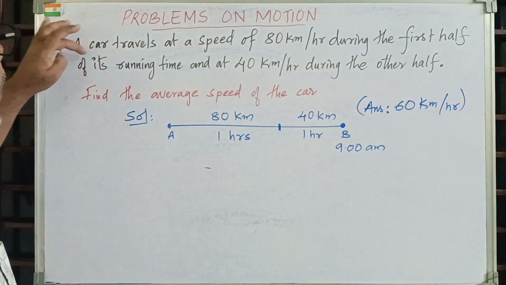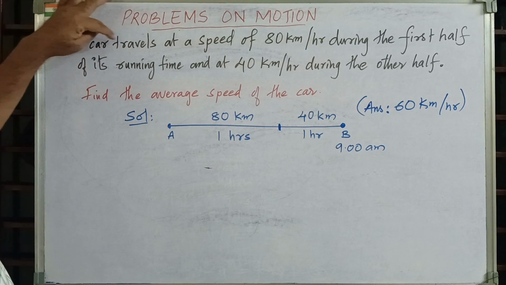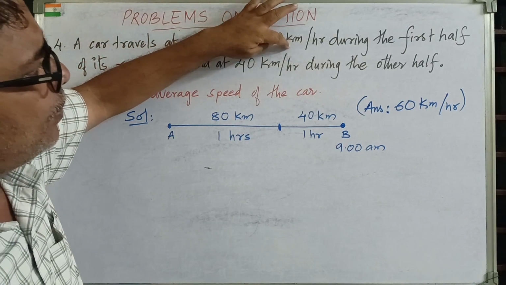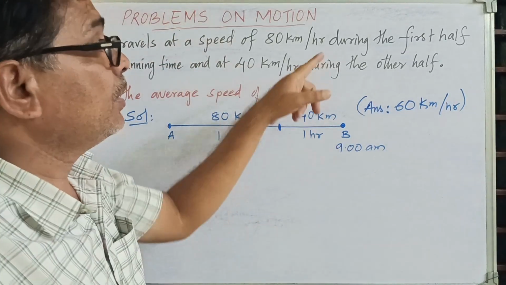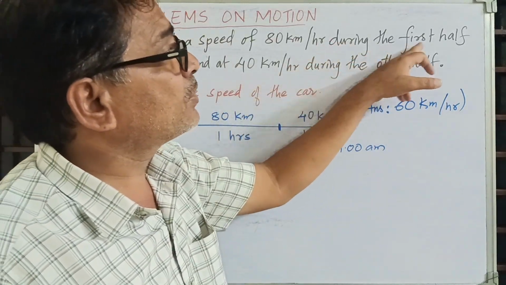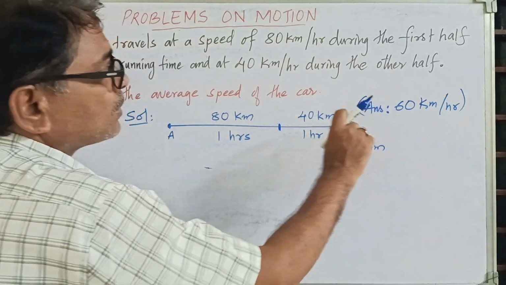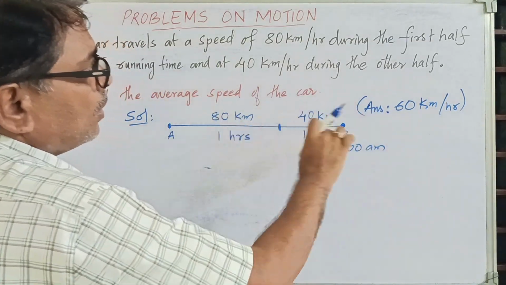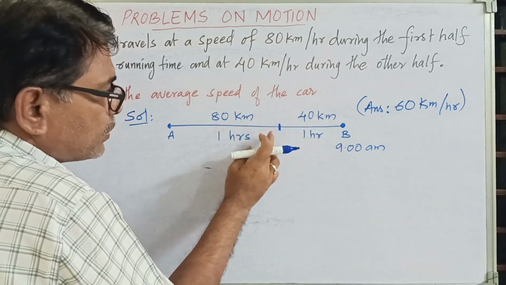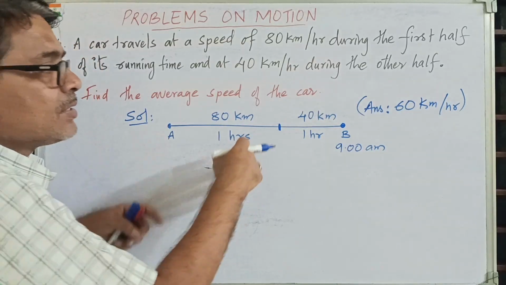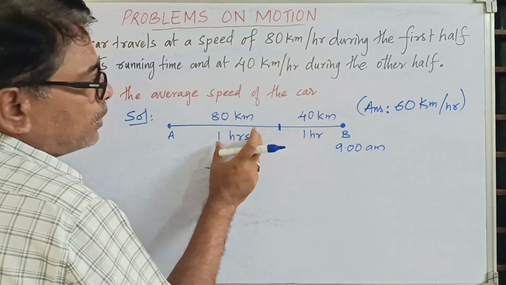That is the important thing. A car travels at a speed of, means a person is driving the car, isn't it? So a car travels with a speed of 80 km per hour. That may be speed actually. You can simply consider it as speed. But he is telling that during the first half of the running time, means total time is considered as running time. Therefore, he is traveling a distance of 120. So the first 80 he covered in 1 hour, the second 40 he covered in 1 hour. That means here his speed is reduced and here his speed is more.